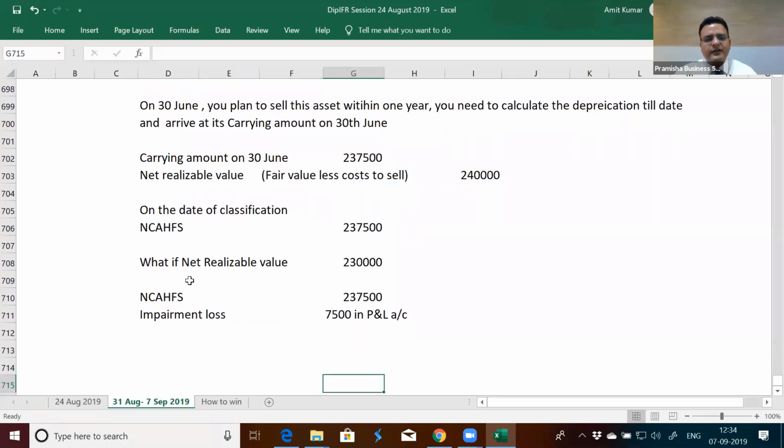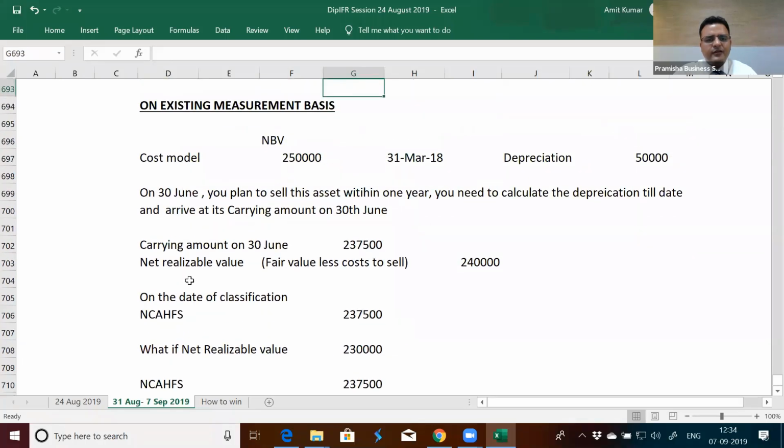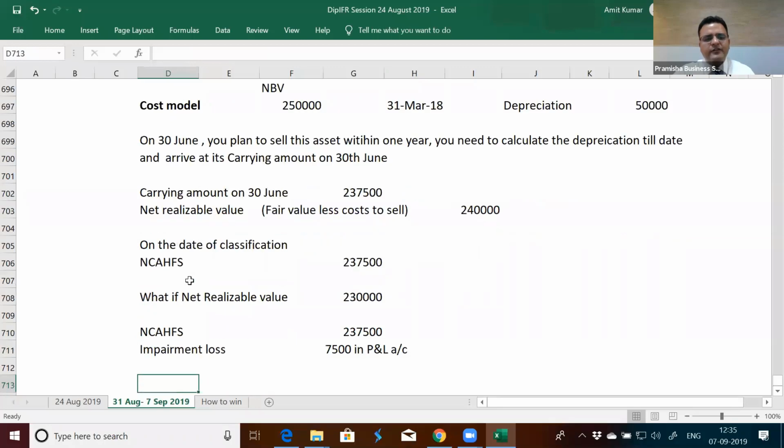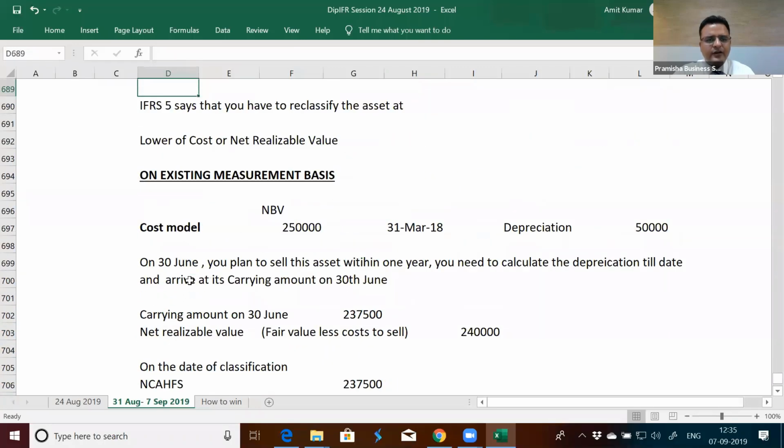This is how we'll treat something which is on the cost model. We'll bring it to existing measurement basis, meaning depreciation till date, and then we'll compare it with the fair value less cost to sell, and whichever is lower, it has to be recorded at that on the date of classification. It has to be recorded at the lower of carrying amount or NRV. So we have to bring it to the carrying amount on existing measurement basis.